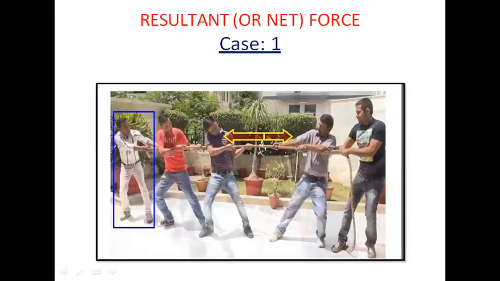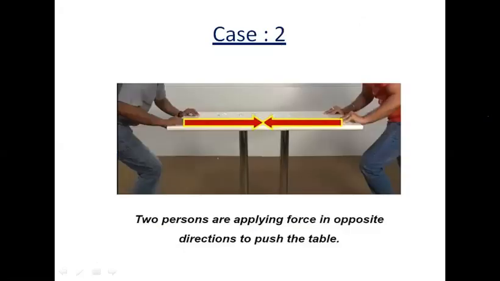This is case 1, in which a tug of war event is happening, and you can see on the right side only 2 persons are pulling a rope, while on the left side 3 persons are pulling the same rope. So you can see the magnitude of force on the left side is more as compared to the right side. So the movement will be towards the left side.